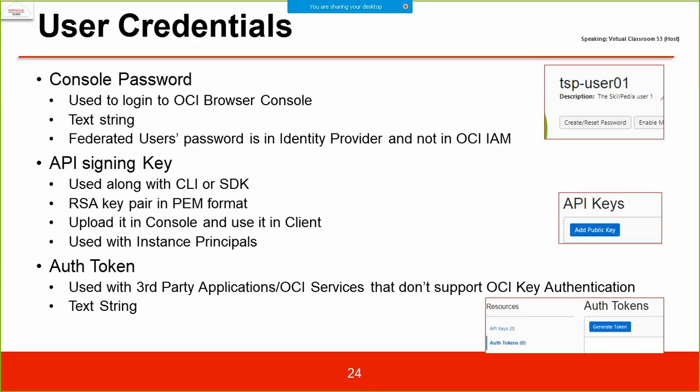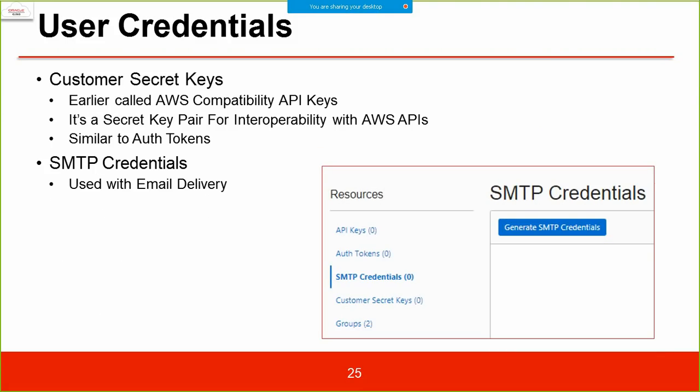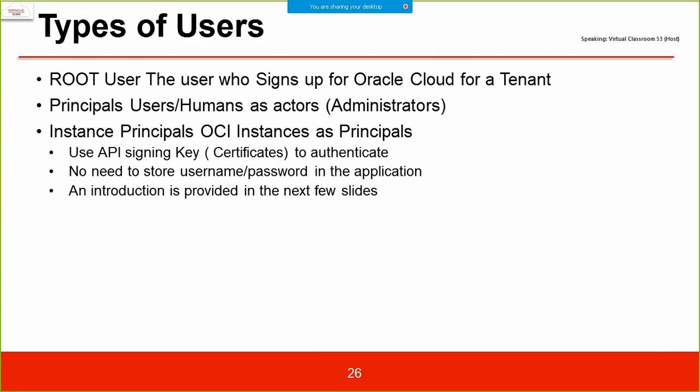Auth tokens are used with third-party application OCI services that do not support OCI key authentication, they are text strings. And customer secret keys, earlier called AWS compatibility API keys. It is a secret key pair for interoperability with AWS APIs, similar to auth tokens. And we also have the SMTP credentials. These are the possible ways for authentication.